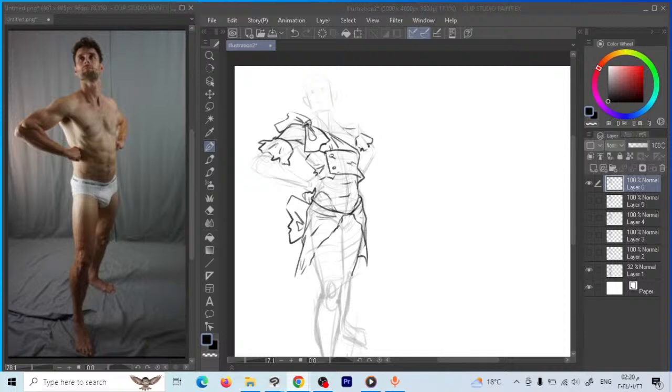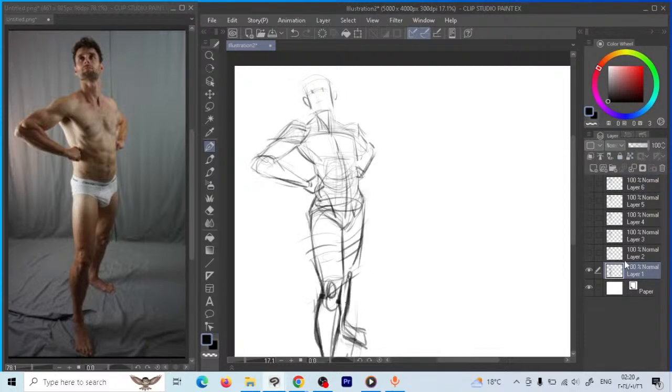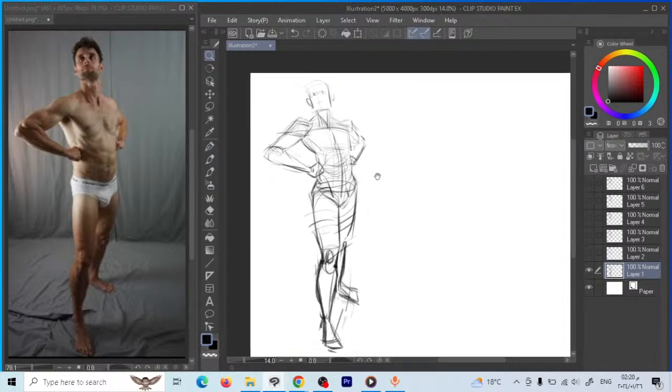So let's refine those ideas one by one. But first, let's see how we actually start drawing that pose in a correct way.